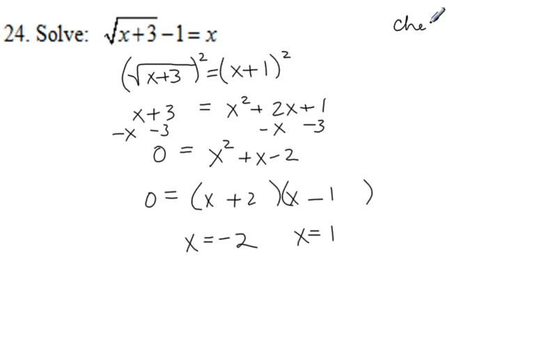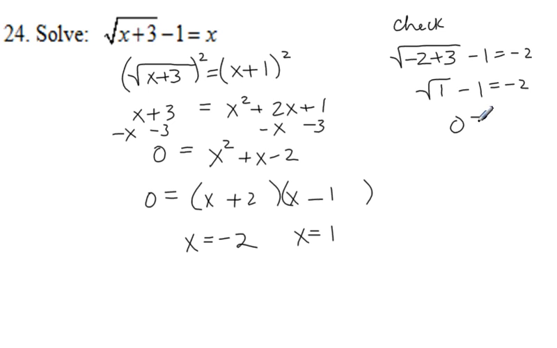When I go back in to check, let's first try x equals negative 2. That would be the square root of negative 2 plus 3, minus 1, equals negative 2, which is the square root of 1 minus 1 equals negative 2. And we know that 1 minus 1, so 0, is not equal to negative 2. So negative 2 does not work for us as a solution.